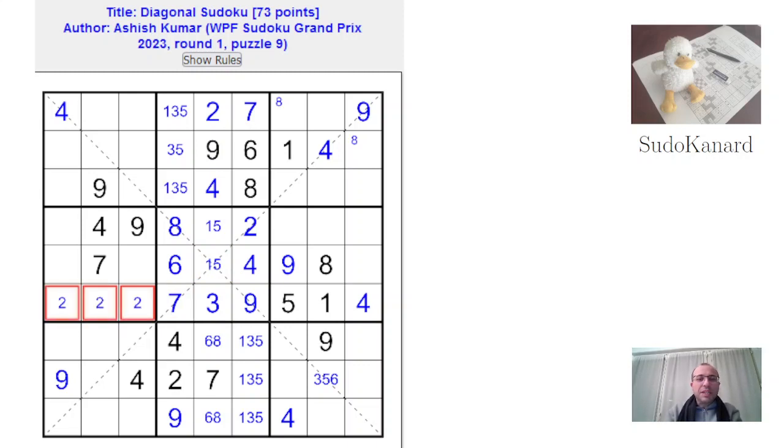Here we have 2, 6, and 8. This 2 goes there. Here we have 3, 6, and 7. And the second 1 or 5 comes here. And those are from 1, 5, and 3. Right, let's have a renewed look at the grid.